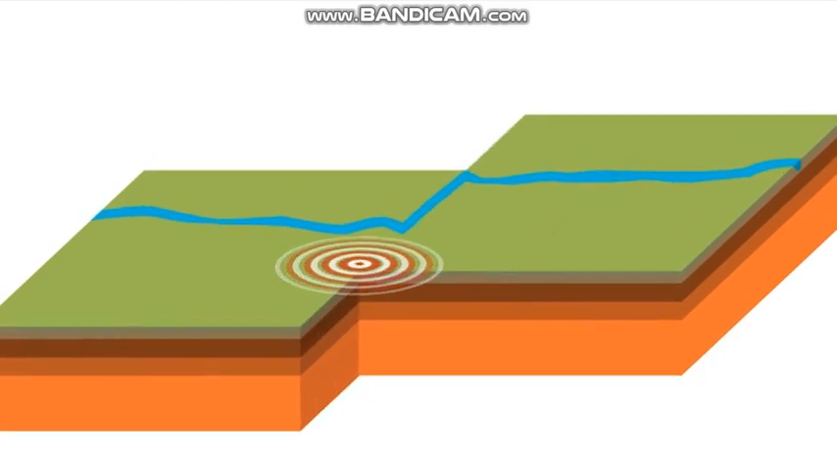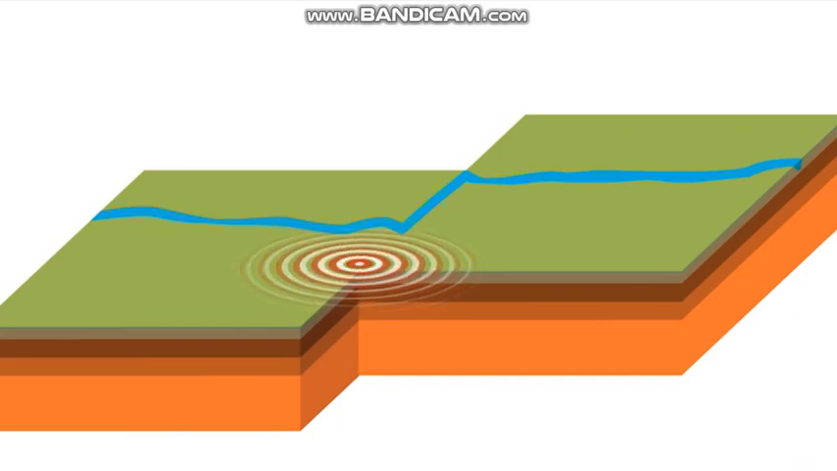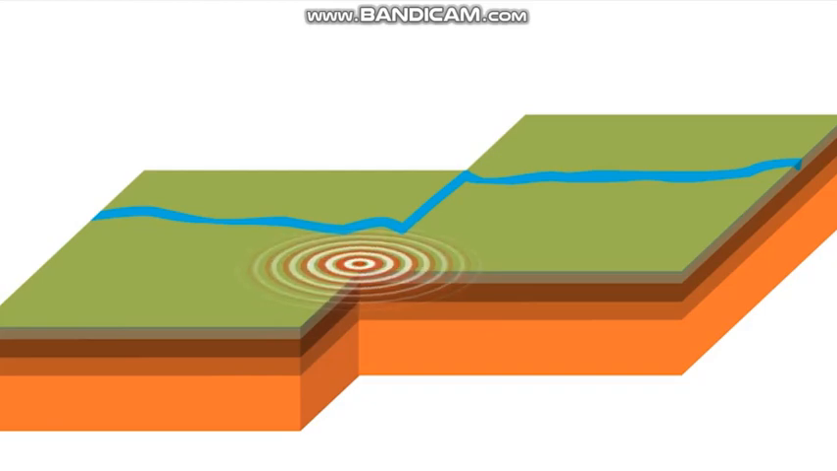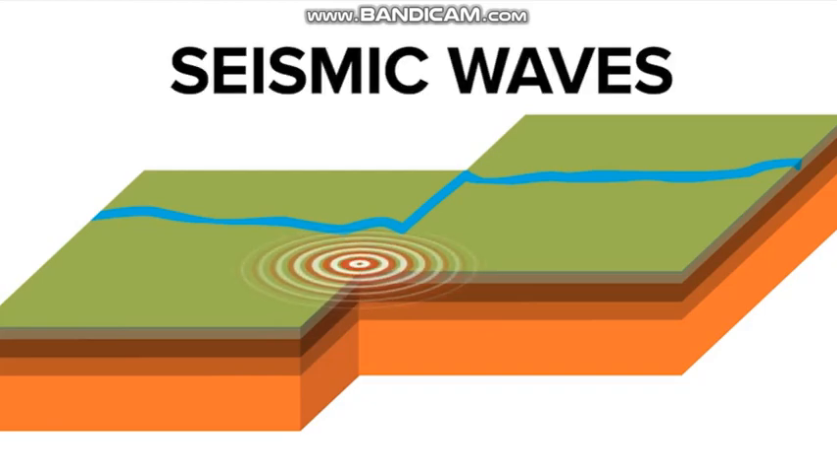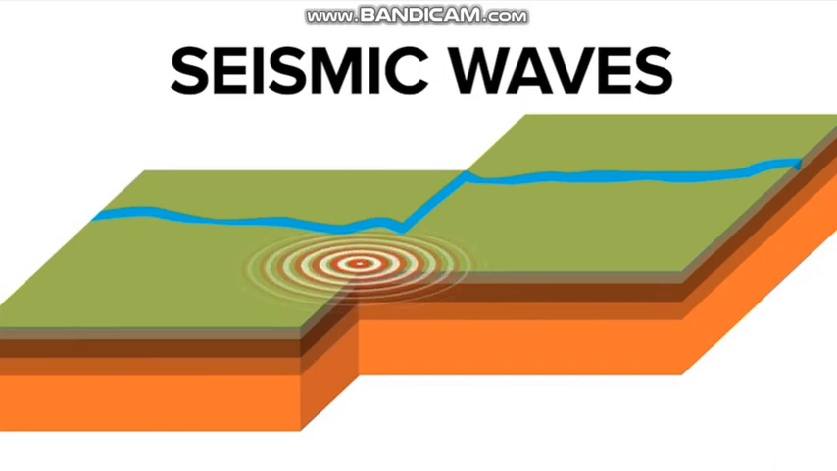This vibrating energy moves outward, like the ripples on the surface of a pool of water when a pebble is tossed in. These vibrations are called seismic waves. They can be incredibly powerful, causing the ground to shake in all directions as they travel through Earth's layers. There are different kinds of seismic waves, depending on the type of vibration they cause as they travel through Earth.